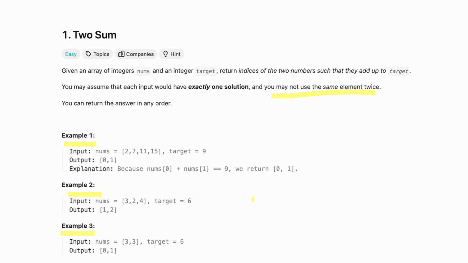Let's go over example 3. Nums is 3, 3. Target is 6. Output is 0, 1. Over here, we have chosen two different elements whose values are same. They are different because their indices are different.